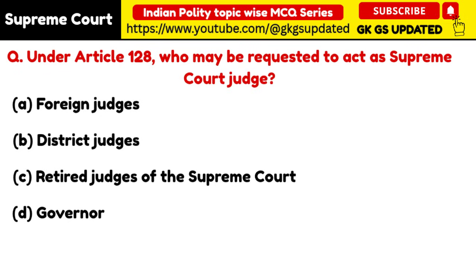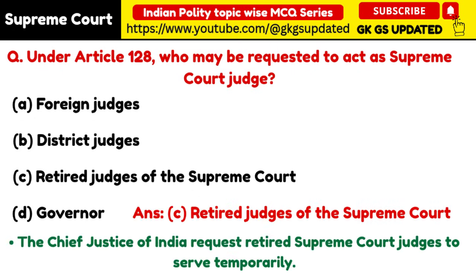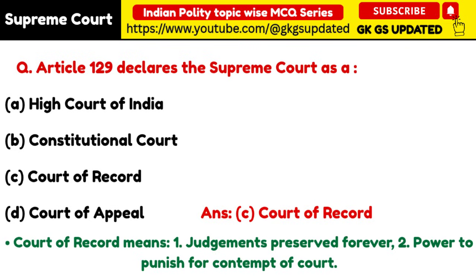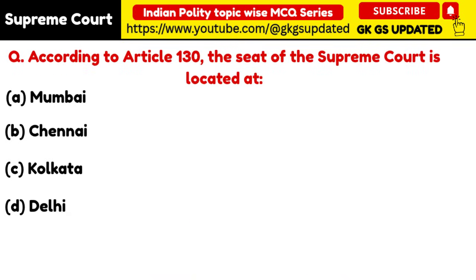Next question. Under Article 128, who may be requested to act as Supreme Court judge? Correct answer, retired judges of the Supreme Court. The Chief Justice of India requests retired Supreme Court judges to serve temporarily. Next question. Article 129 declares the Supreme Court as a? Correct answer, court of record. Court of record means judgment preserved forever, with power to punish for contempt of court.